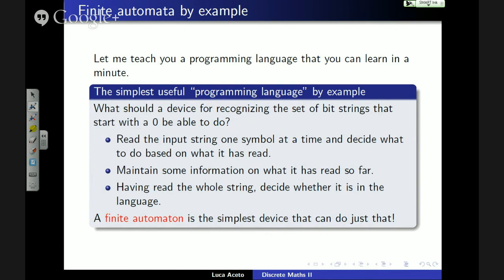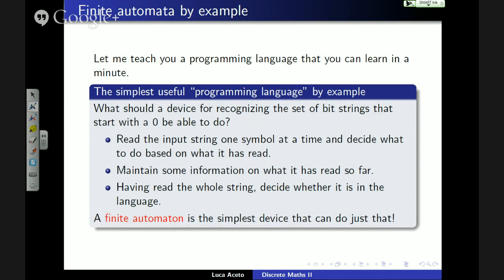Now, when the machine has read the whole input string, it will decide whether what it has read is good, it likes it, or not. And in that case, it will give a Boolean output. It will say, yes, I'm happy, the string you gave me as input is a good one. Or no, I'm unhappy, you fed me with junk. Well, at least as far as this language is concerned.